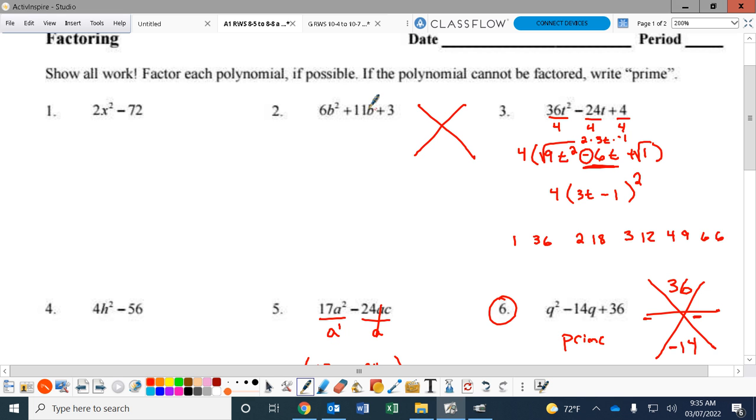Here we go. The first number times the last number goes on top, which is 18. The middle number goes on the bottom, which is 11. And we look for 2 numbers that multiply to give us 18, but add to give you 11. Guys, you tell me what multiplies to give you 18, but adds to give you 11. 9 and 2. Perfect. So I set up 2 sets of parentheses. I put the 6b in the front without the square. And then I take the numbers from my diamond right here as plus 9 and plus 2.